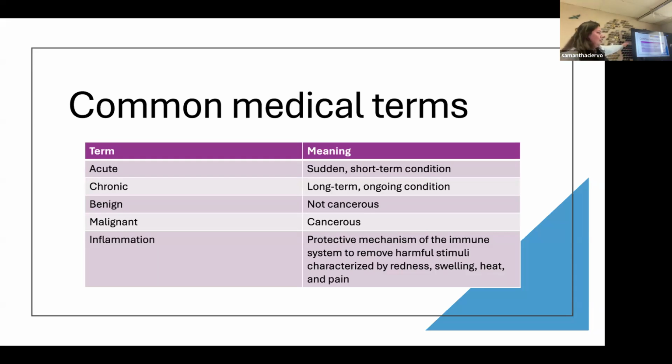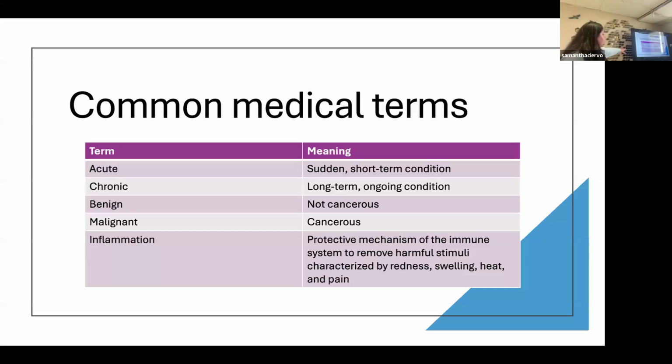Then we're going to talk about benign and malignant. You know how I said sometimes you hear tumor and people's minds sometimes jump, oh, it's cancer? There is a difference. There can be benign tumors and malignant tumors. And so that's why it's really important to have that conversation with a doctor if that ever comes up. So benign means not cancerous, and malignant means cancerous. Benign and malignant could refer to other things, but particularly in this case, we're talking about cancers.